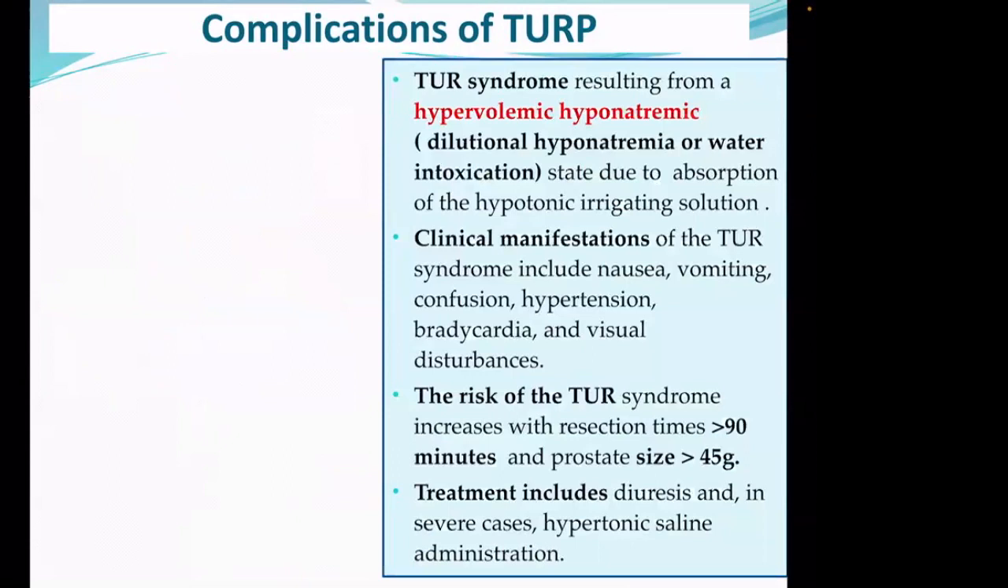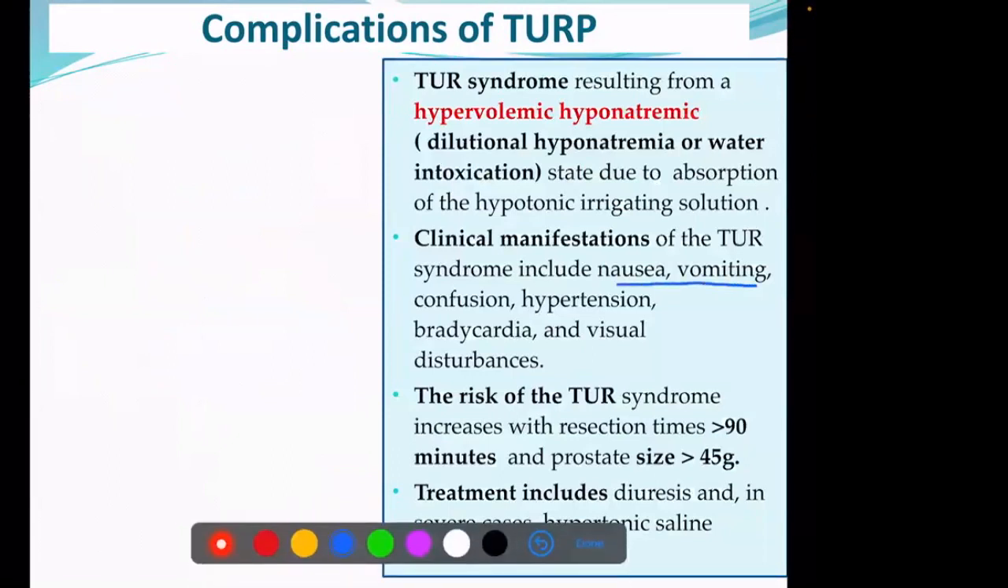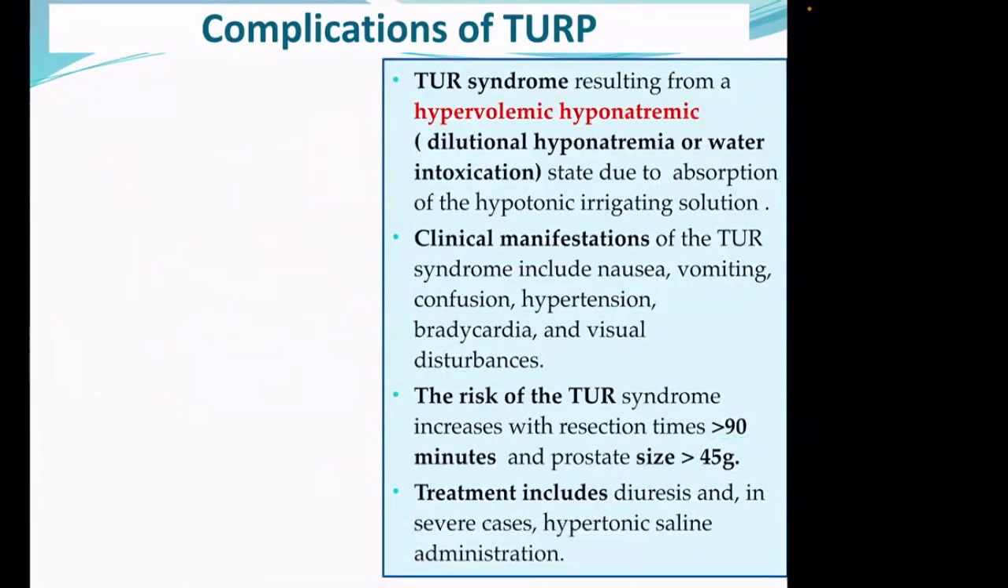And the clinical features, obviously, nausea, vomiting, confusion, all those neurological features, hypertension, cardiovascular problems, bradycardia, and visual disturbances. So these are the clinical features of neurological and cardiovascular impact. And treatment, as you know, the main mechanism behind is excess amount of water. So start furosemide. Furosemide is a diuretic, such that it will remove excess water. But sometimes, if hyponatremia persists, if it is severe, if the sodium level is less than 120, then start 3% NaCl.